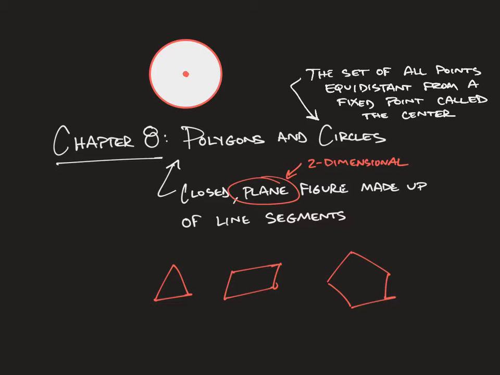A set of all points equidistant from a fixed point called the center. Just a couple comments here. Yeah, a circle is really just a set of all the points that are this distance away from the center, and we call that the radius. But that's getting a little bit too far ahead of ourselves. Circles is really the second half of Chapter 8. So let's jump in now with polygons.